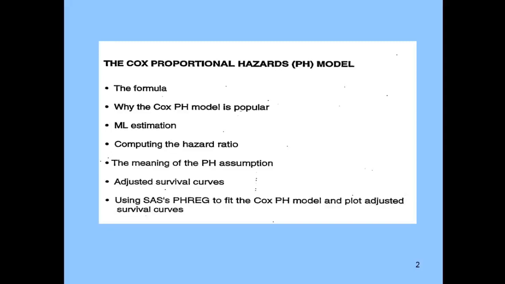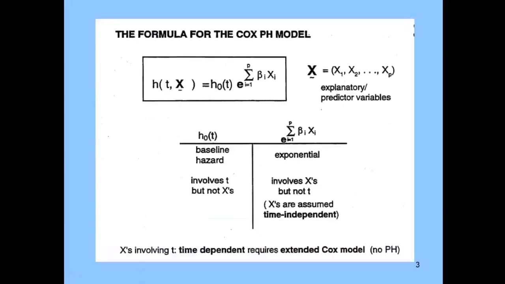Okay, we're also going to talk about what adjusted survivor curves are, and we're going to look at the program PH reg, SAS's PH reg, to talk about how you fit the model and even how to plot survivor curves. So that's the plan for today. I don't know if I'll do it, but that's the plan. So here's the Cox model. That's the first thing we're going to talk about.